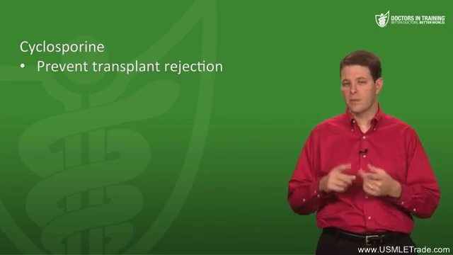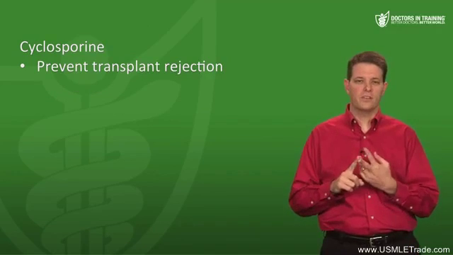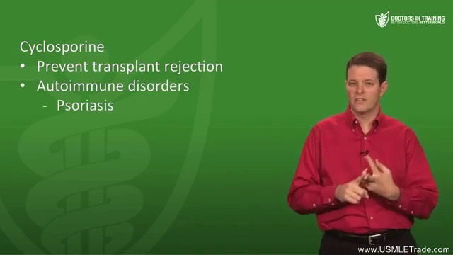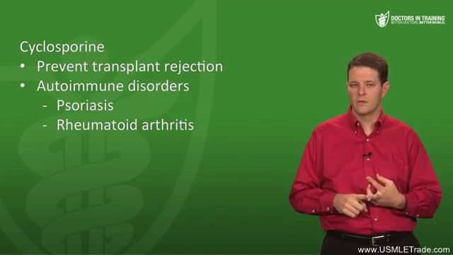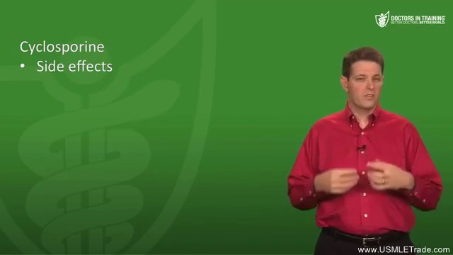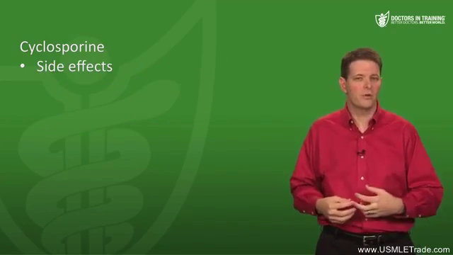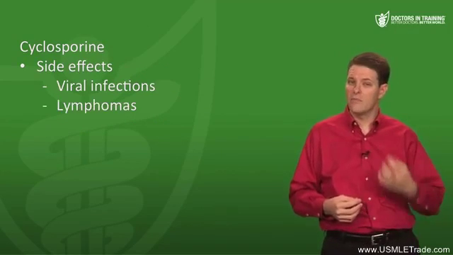Now, when is cyclosporin used? Well, it's used to prevent transplant rejection. It's also used to treat certain autoimmune disorders like psoriasis or severe rheumatoid arthritis. Then for side effects, when you suppress cellular immunity, that's going to predispose to viral infections and lymphomas.